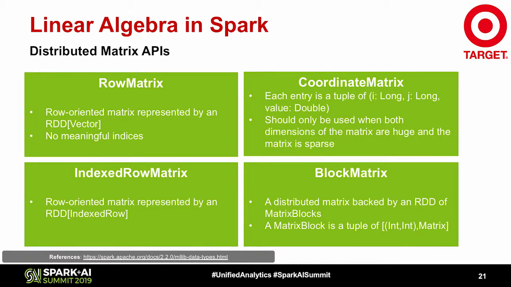On the right-hand side, you see these sorts of APIs in a lot of the other libraries as well. There's the coordinate matrix, where each entry is a tuple of the row index, the column index, and the value. These are really well suited for very sparse data and where the dimensions are huge. And then the final matrix API is a block matrix. Again, this is a distributed matrix backed by an RDD of matrix blocks. The block is basically an index of where that matrix starts, and it passes around small local matrices as a part of this big data set, or RDD.